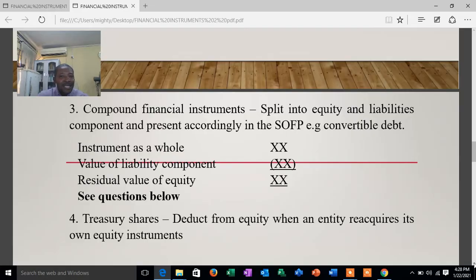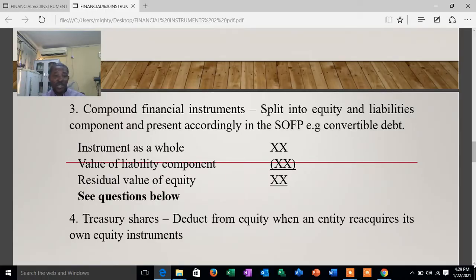So that means that thing has an element of debt and also an element of what? Equity instrument, depending on whether the holder is going to do the conversion, take that alternative of converting it to shares. That is why we record it like that in your statement of financial position. You split it into equity and liability components and present it accordingly. So you have the instrument as a whole, you deduct the value of the liability from that, then you have your residual value of equity.